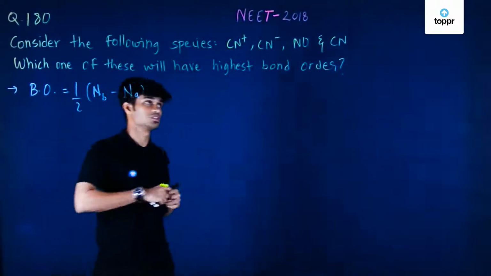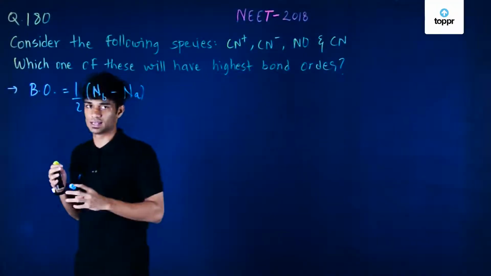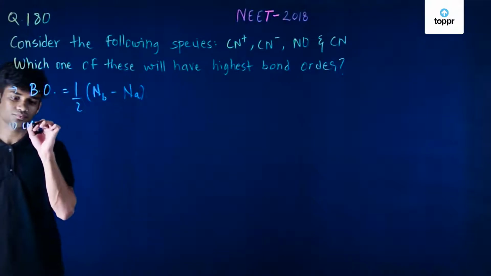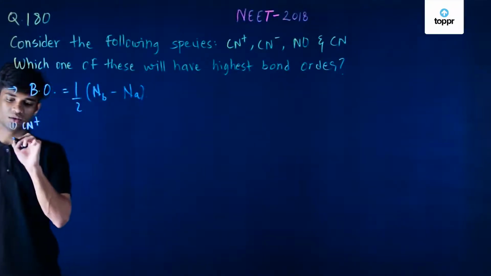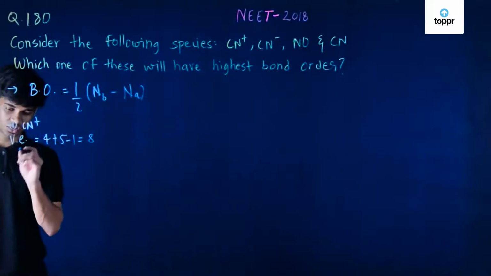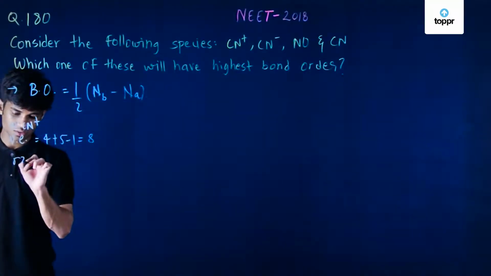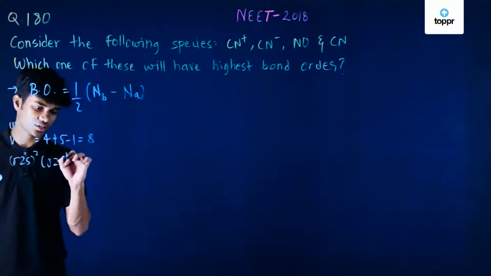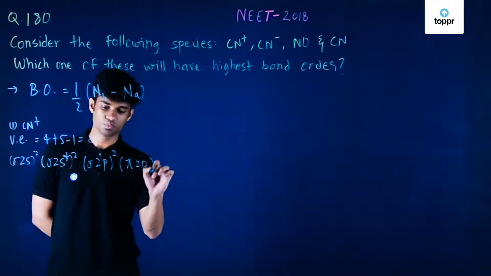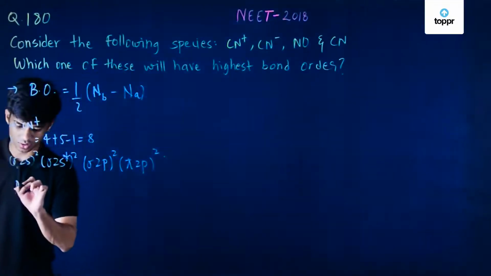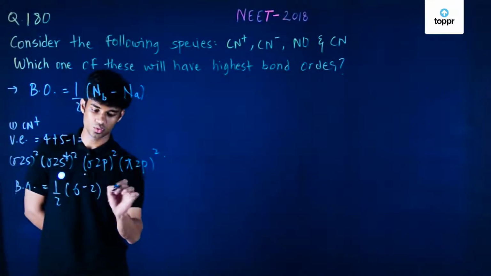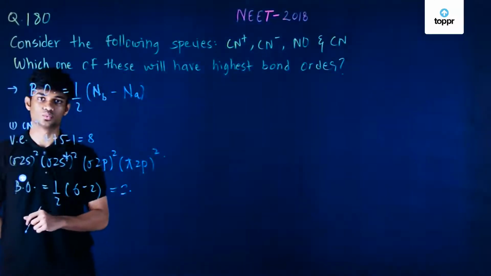All I have to do is write down the configuration for all of these four species and I'm done, because I can simply calculate the bond order. So let's do that one by one. For CN+, my valence electrons are going to be 4 plus 5 minus 1, which is equal to 8. So my outermost configuration is going to look like sigma 2s2, sigma 2s star 2, sigma 2p2, and pi 2p, the 2 electrons left. So my bond order for this one is going to look like half of (6 minus 2), which is 4 by 2, equal to 2.